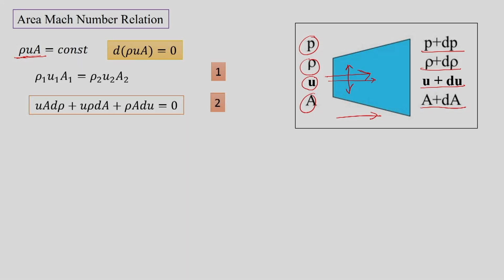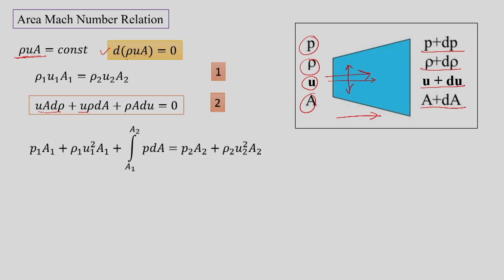Also we can differentiate this expression, d(rho u A) = 0, and then we get u A d rho plus rho u dA plus rho A du. So this is the differentiation of the expression corresponding to the mass conservation equation.